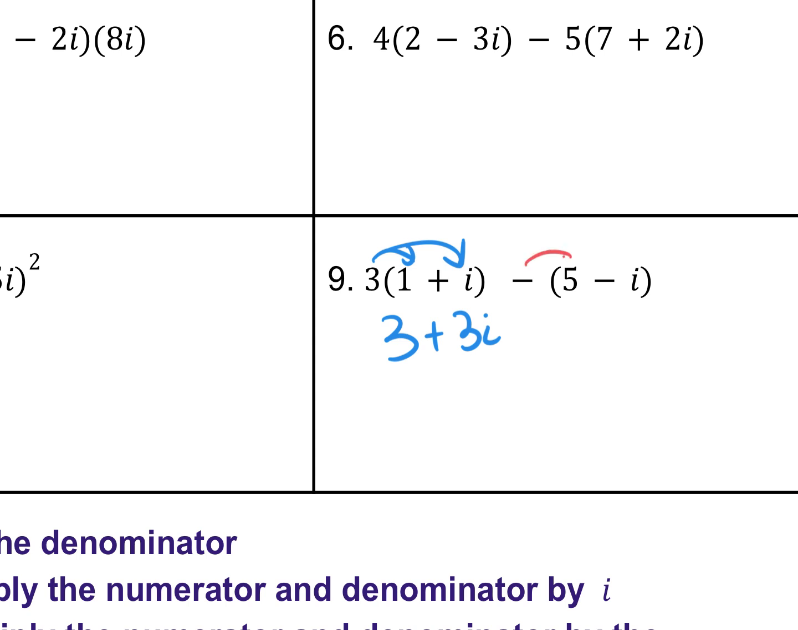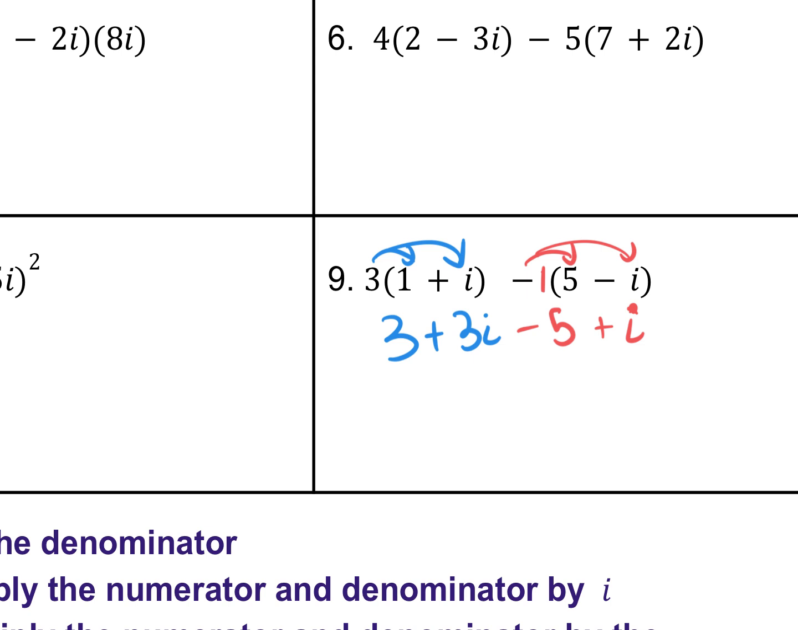So really in order to make that happen, we can just distribute into the second set of parentheses. So that gets us a negative 5 and then a positive i. So really we're not FOILing in this case on number 9. Really we're just distributing 3 to the first set of parentheses, distributing that negative 1, which is the same thing as subtracting, right, to the second set of parentheses.